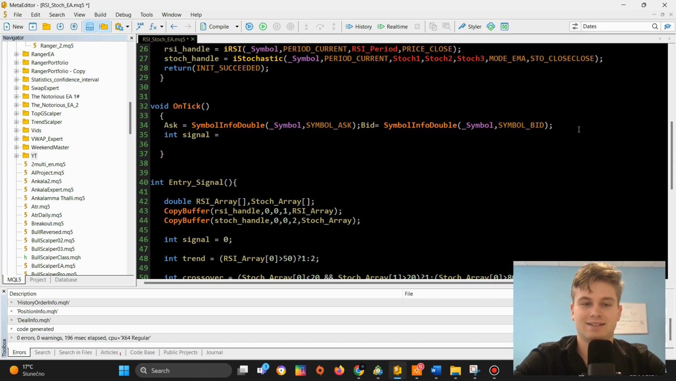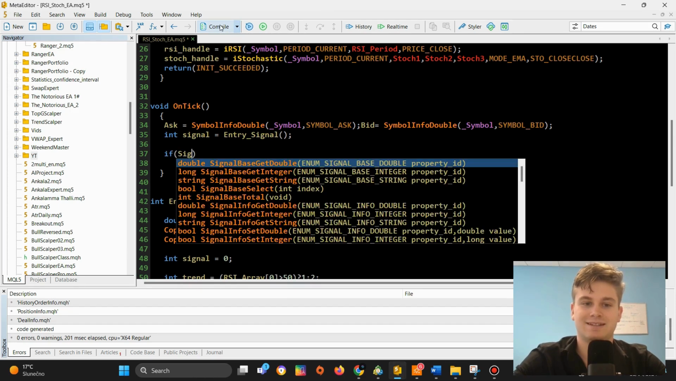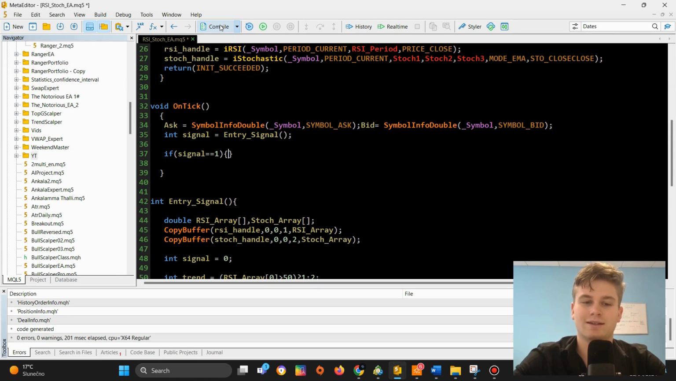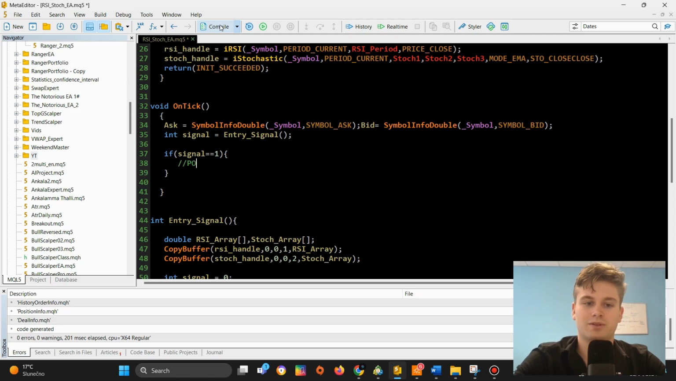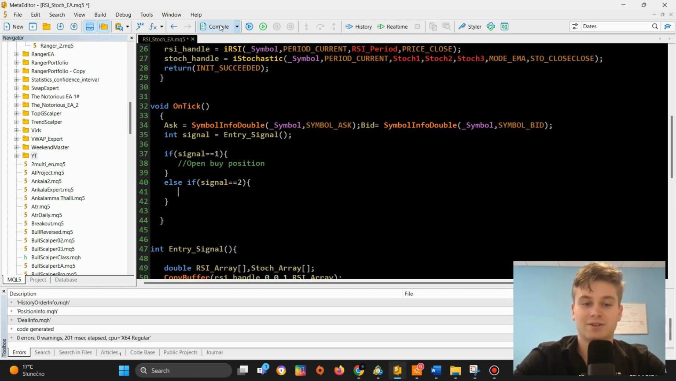Yeah, and I will assign its value to the entry signal function. So now what I can do is simply check: if signal is equal to 1, then I know that I should open a buy position, and if signal is equal to 2, then I know that I should open a sell position. Yeah, it's as simple as that. As you can see, it's not difficult, it's really simple.